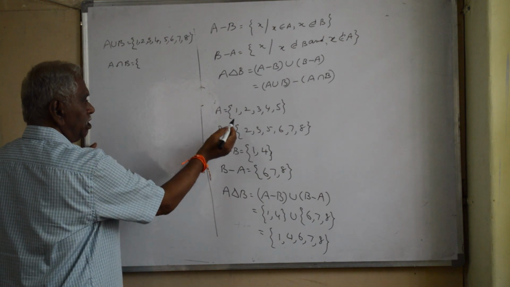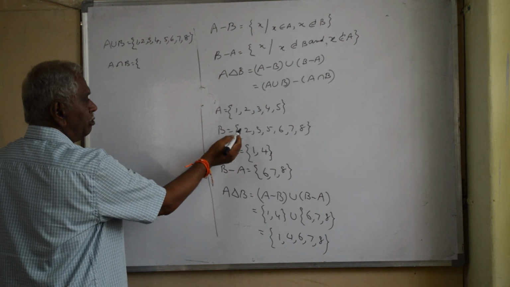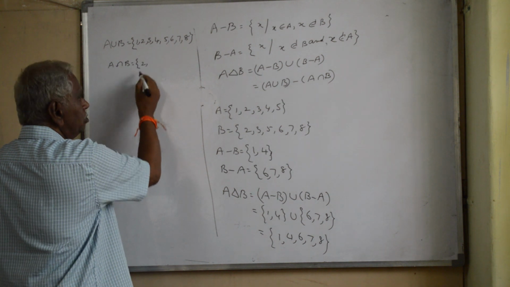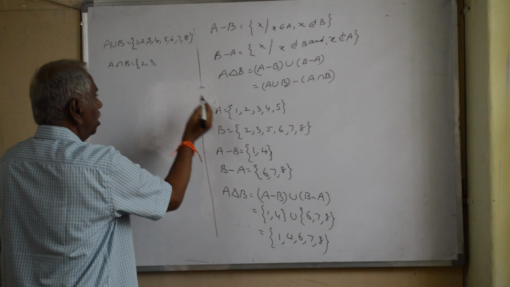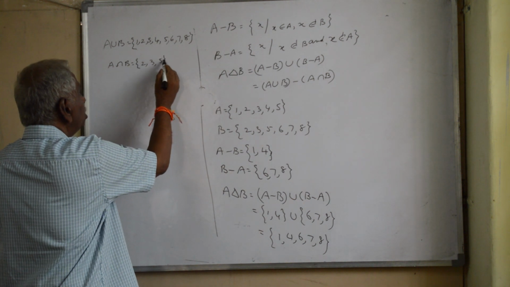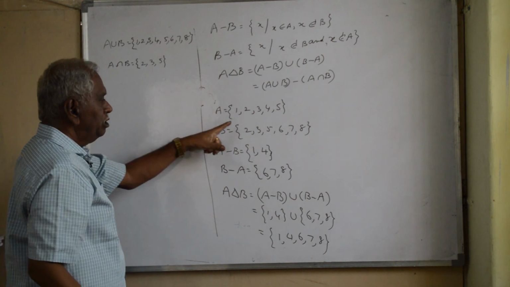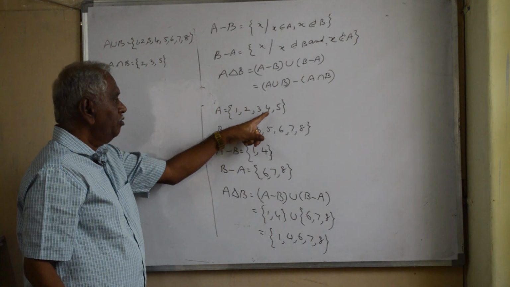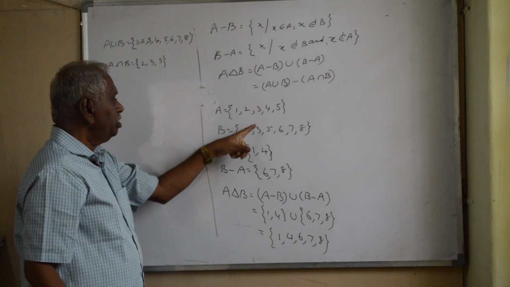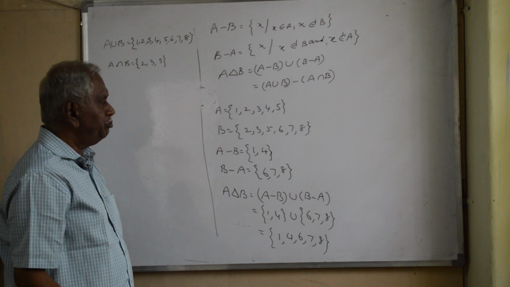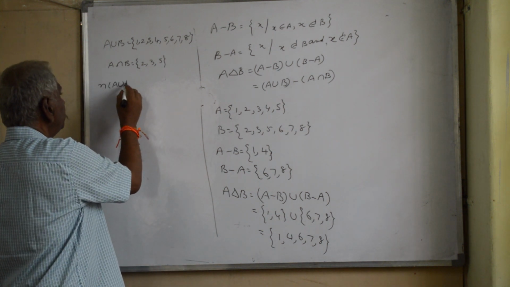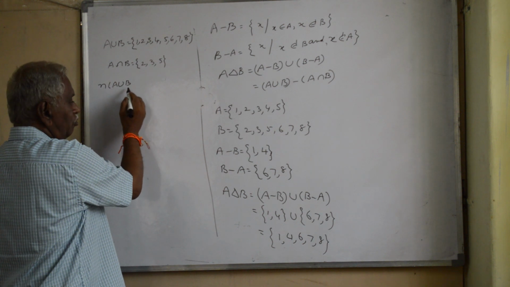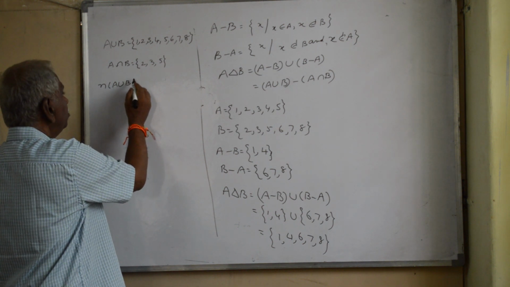Now, A intersection is the common elements of A and B. What are the common elements here? 2, 3, 5. These are the three common elements of A and B. So let us consider N of A union B. What is N of A union B?